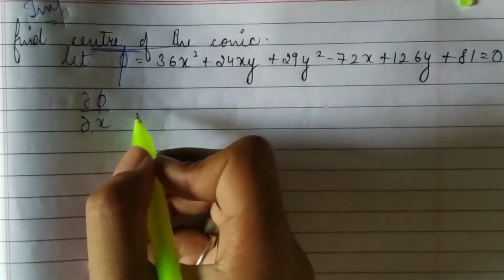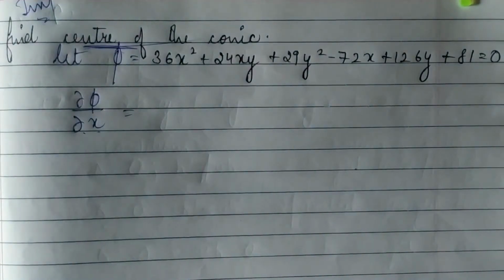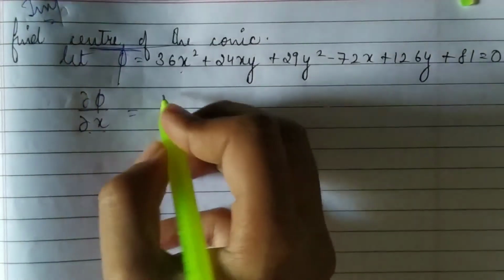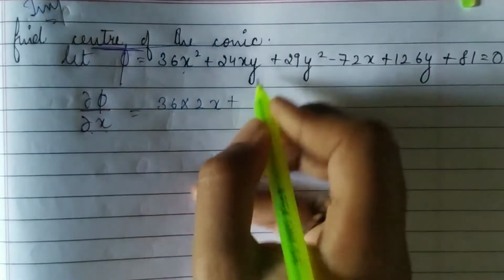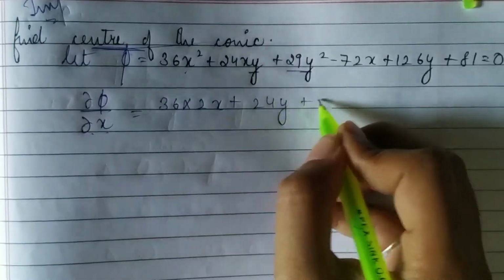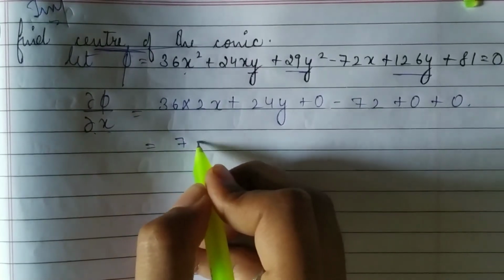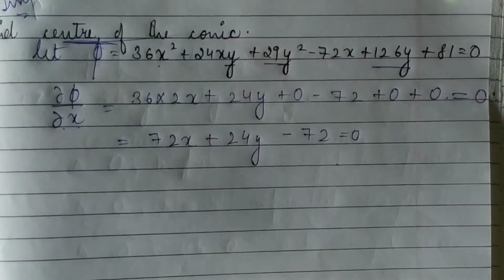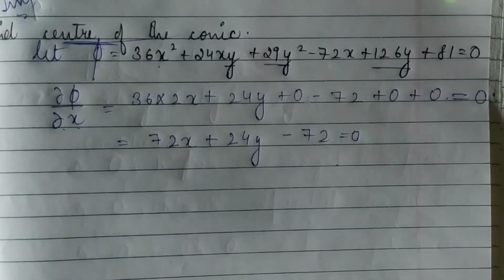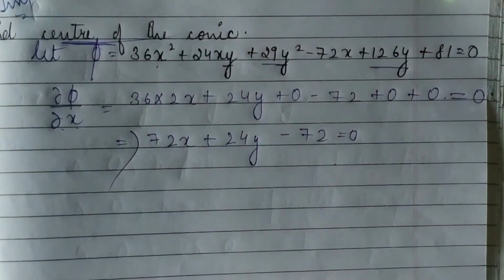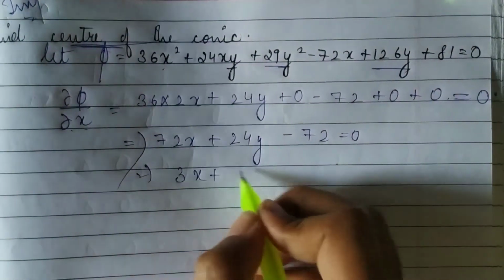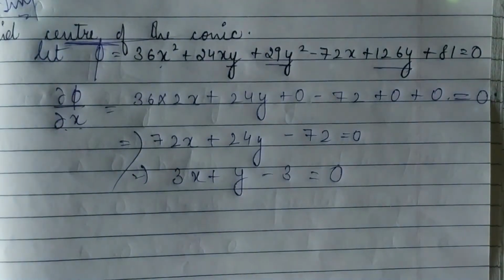First we will do partial differentiation with respect to x. How will we do it? In partial differentiation, if we are differentiating with respect to x, then the constant terms and any other variable will all be considered as constants. So here, 36 multiplied by x, plus 24x with y constant, minus 72, this term will be constant, and this term will also be constant. What you will get is 72x plus 24y minus 72, and you have to put this equal to 0 as I told you earlier. Then after taking 24 common, we get 3x plus y minus 3 equals 0. We have got the first equation.